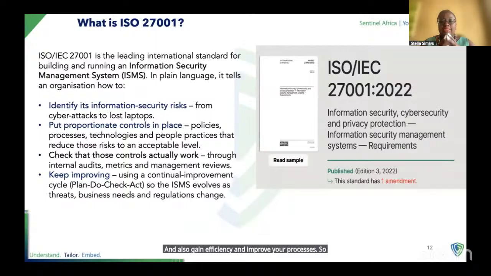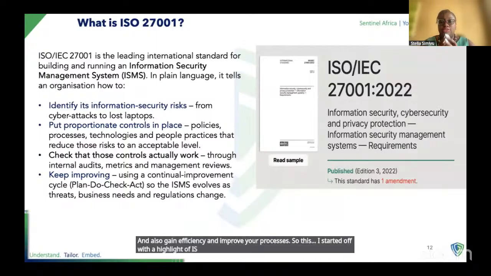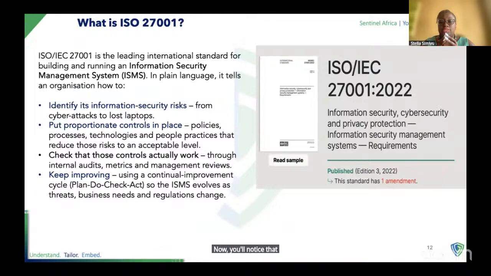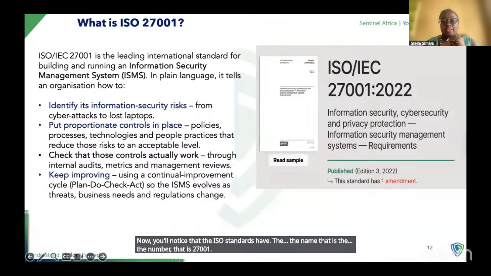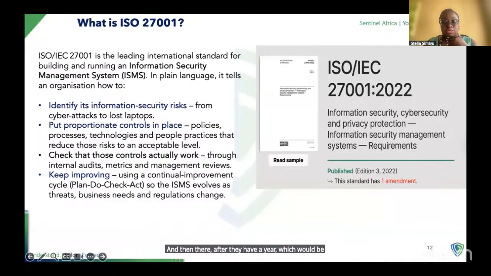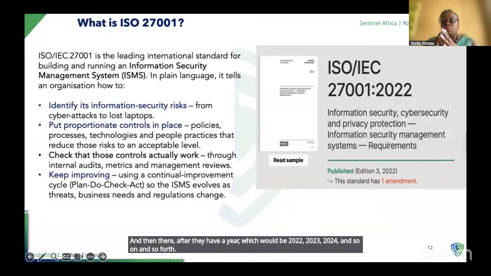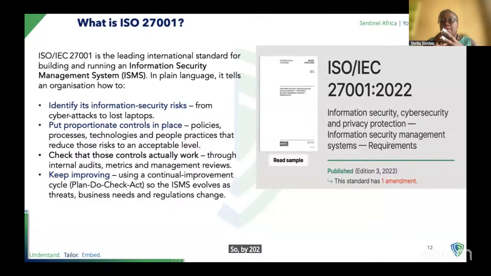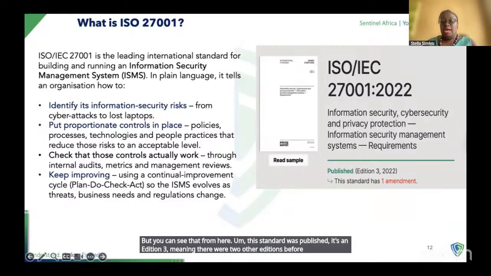So I started off with a highlight of ISO 27001. Now you will notice that the ISO standards have the name, that is the number, that is 27001, and then thereafter they have a year, which would be 2022, 2023, 2024, and so on. So the 2022 basically means that that is the current standard which you can get certified against. You can see that this standard was published as edition 3, meaning there were 2 other editions before it, and it has 1 amendment.